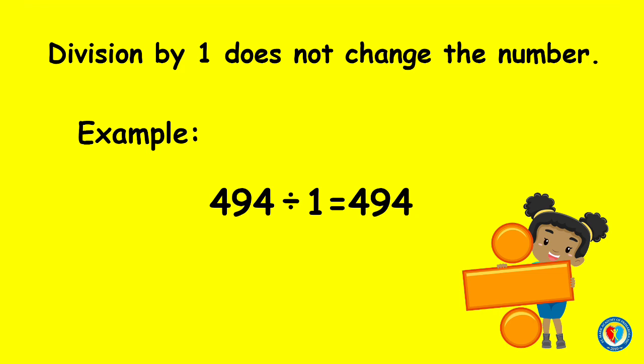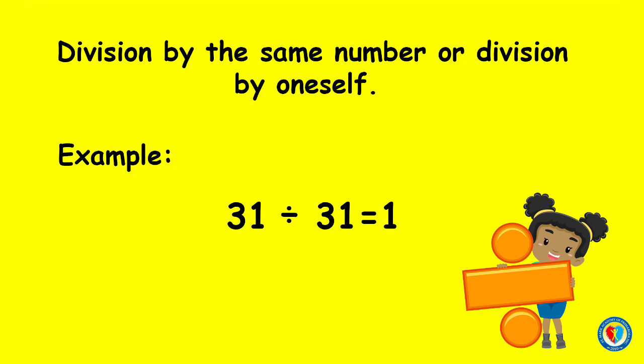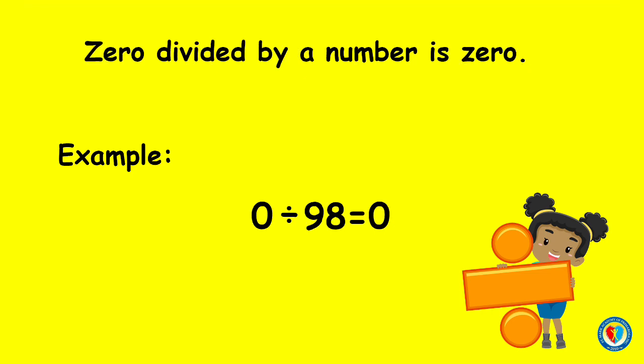For example, 494 divided by 1 equals 494. Division by the same number: 31 divided by 31 equals 1. 0 divided by a number is 0. Example, 0 divided by 98 equals 0.